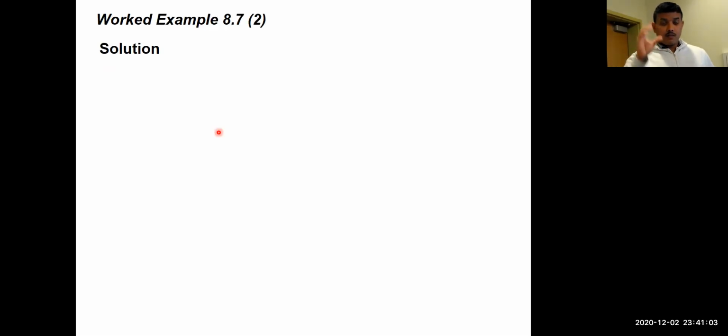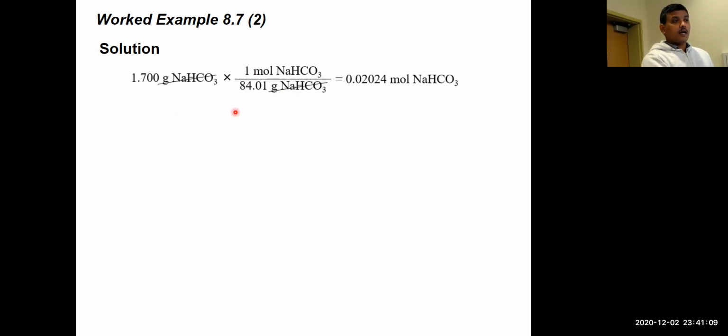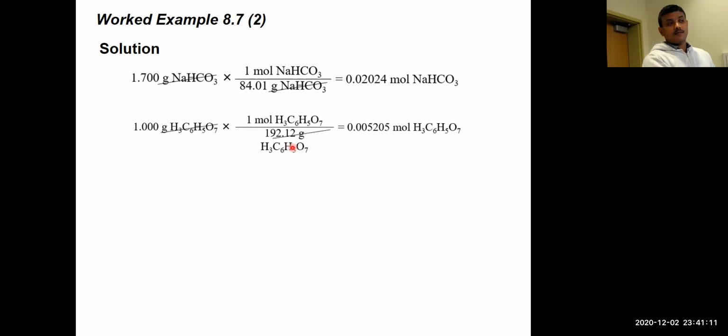First things first, take it in small steps. First, identify the amount of moles in both 1.7 grams of sodium bicarbonate and 1 gram of citric acid. We got the amount of moles. Now, that is the first step. So far, it's not complicated because we have done this many times. Converting grams to moles or moles to grams is what you already know. The tricky stuff is what comes next.